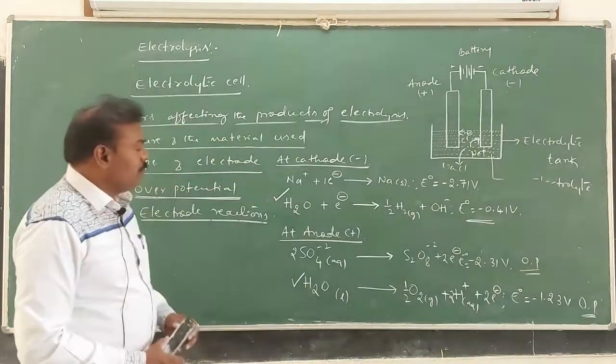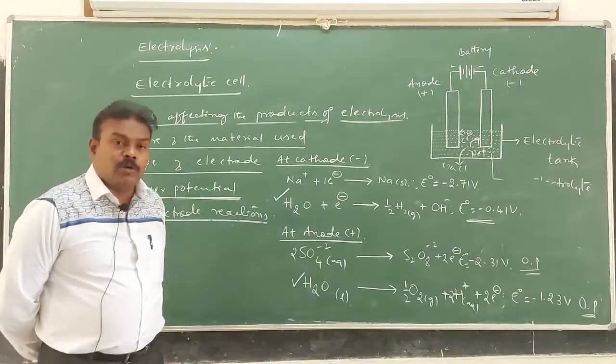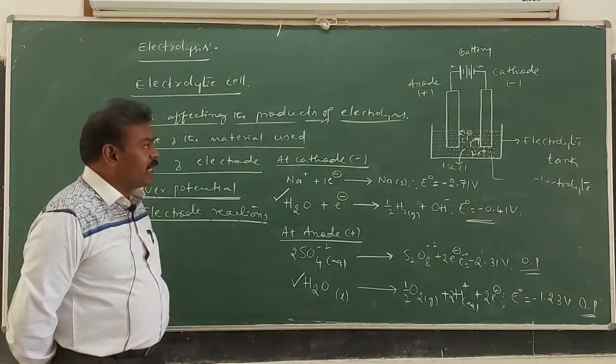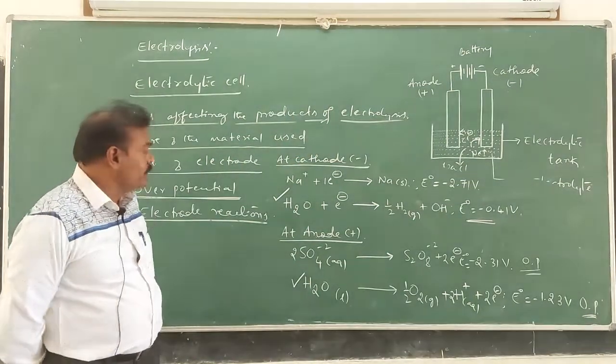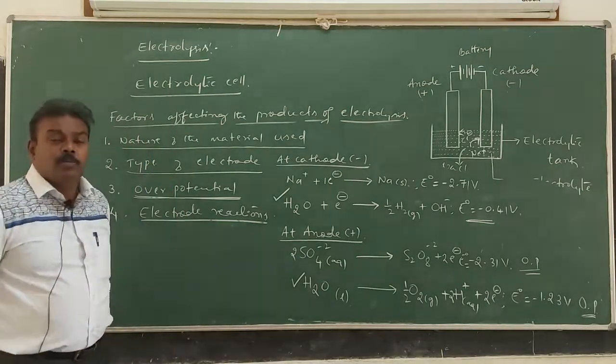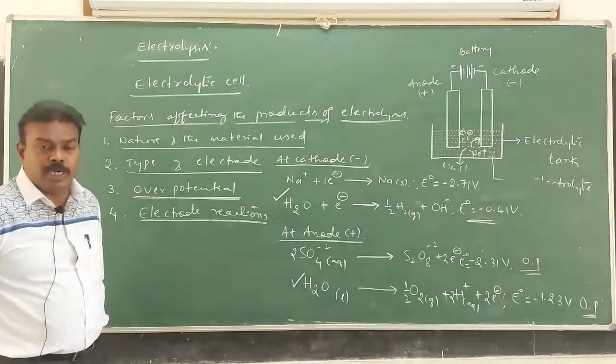So in that way, we have to understand the concept of electrolysis, and the different parts in the electrolytic tank or electrolytic cell. And one more, the factors affecting the products of electrolysis. So these are all very, very important points.